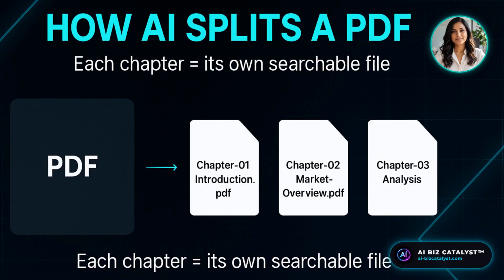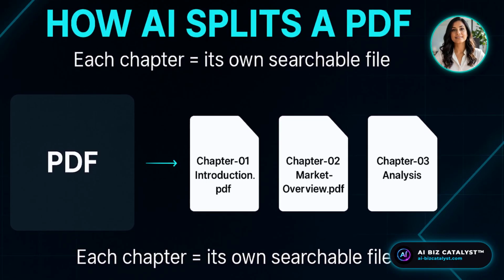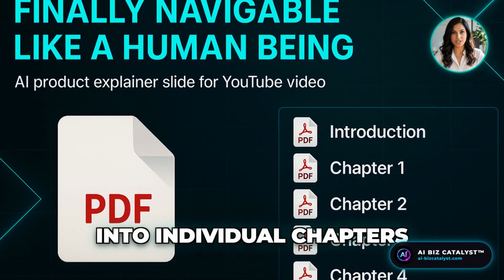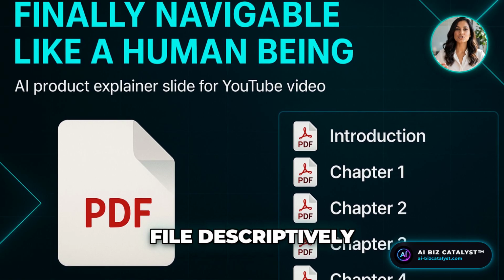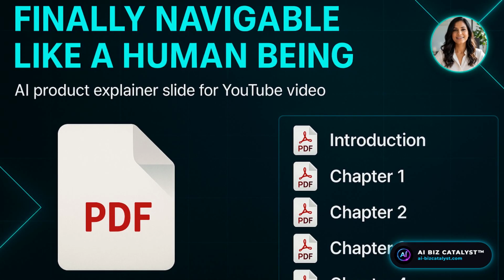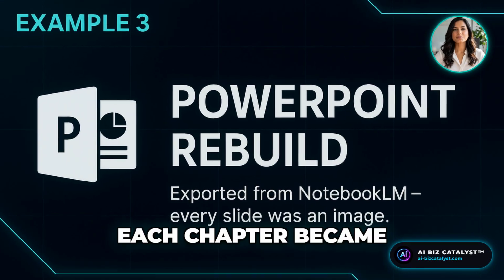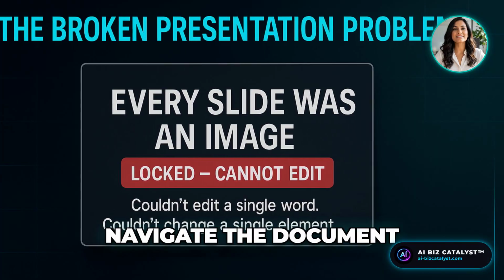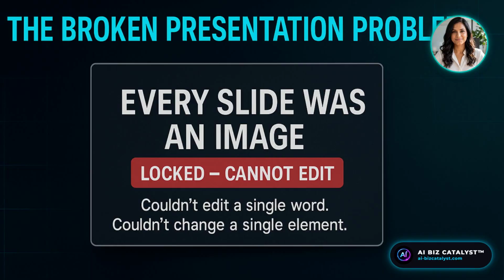Example 2. A 400-megabyte PDF, a full industry report. I asked CoWork to split it into individual chapters and name each file descriptively based on the chapter title. Done. Each chapter became its own file with a clean, searchable name. I could finally navigate the document like a human being.